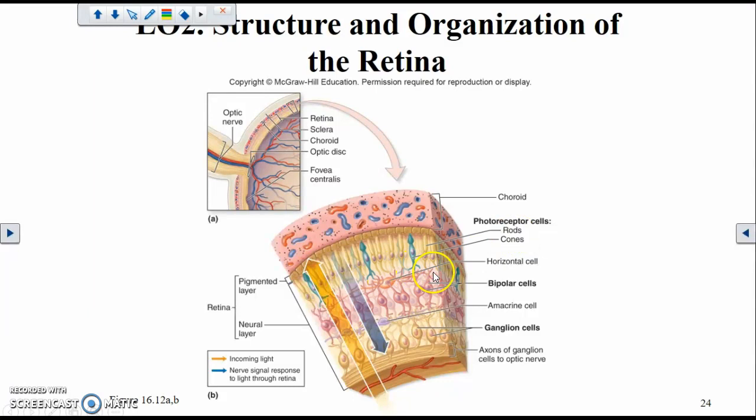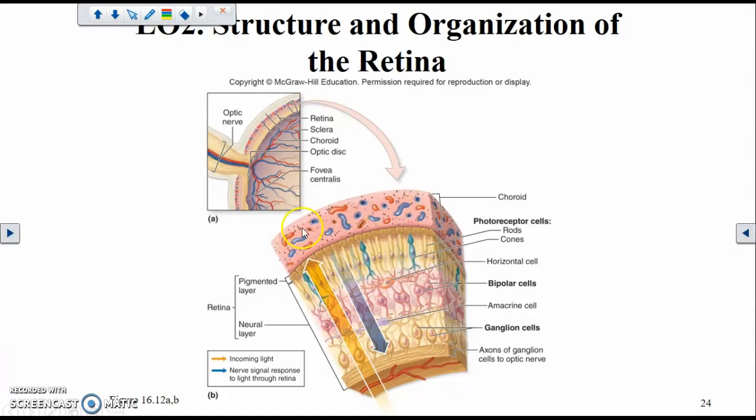Your rods and cones are also making contact with bipolar cells. Right, and your bipolar cells in this case are actually making contact with ganglion cells. Bipolar cells and ganglion cells are actually types of neurons. Okay, and rods and cones are also a different type of neuron, but they're receptors in this case, kind of like a gustatory cell or an olfactory cell.